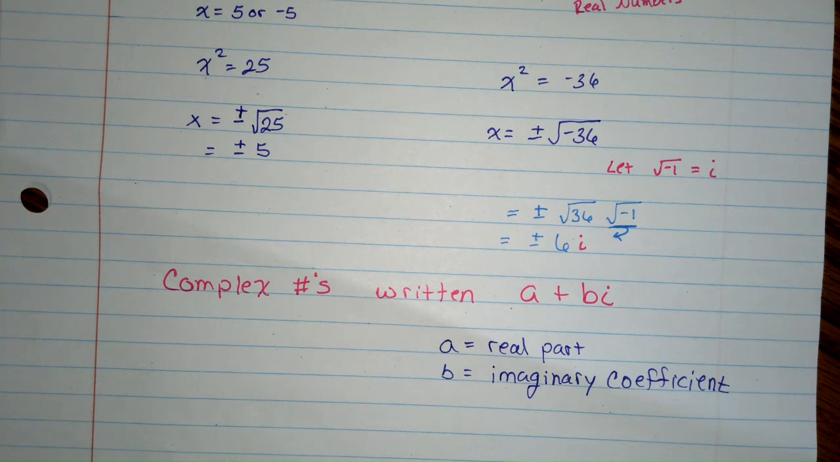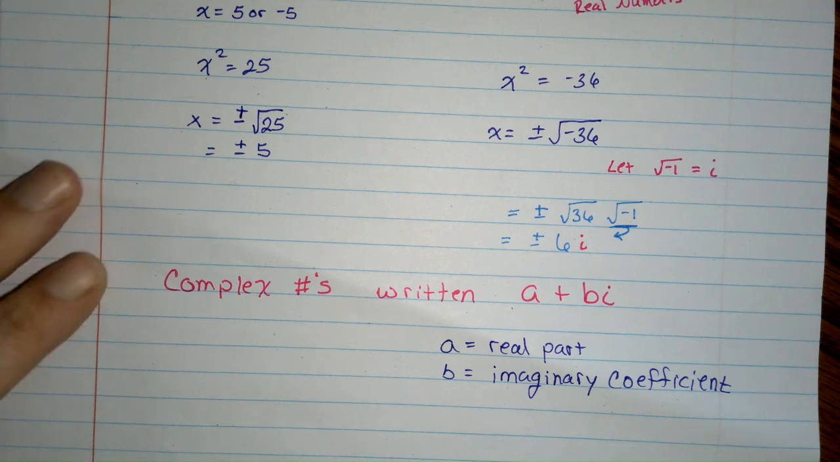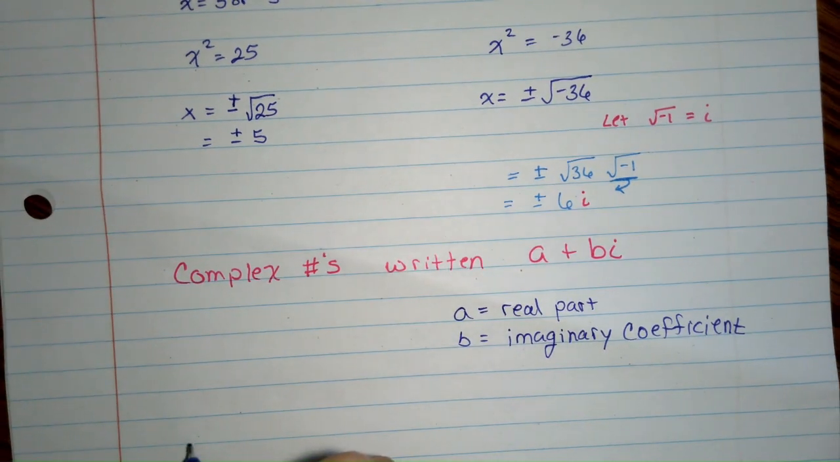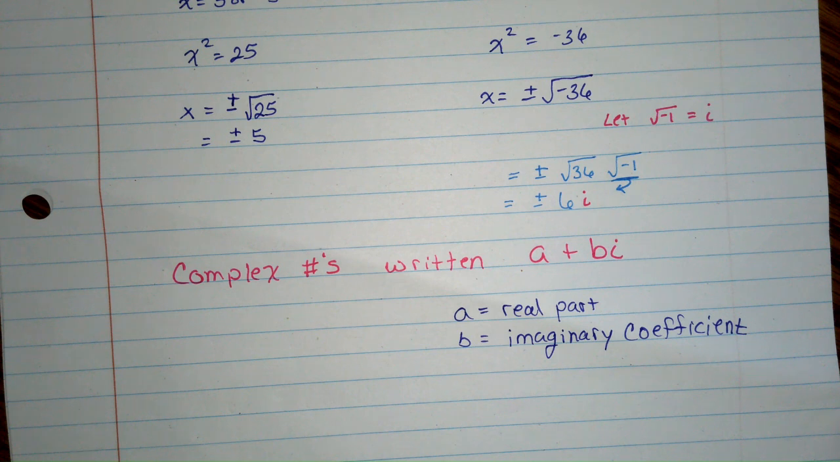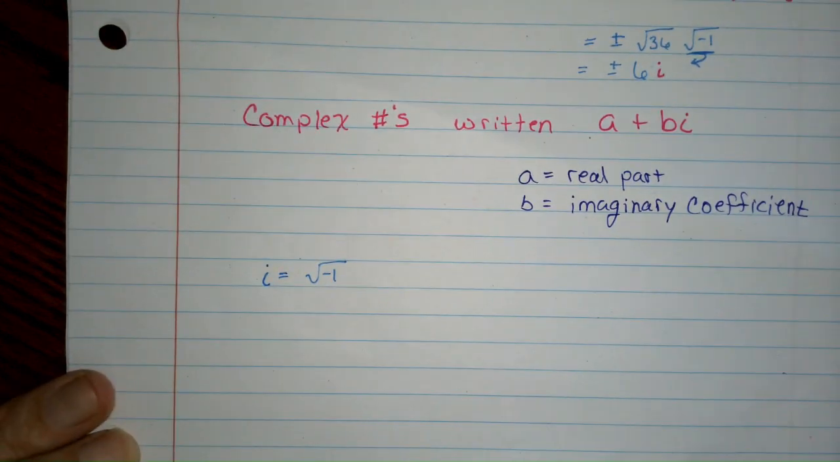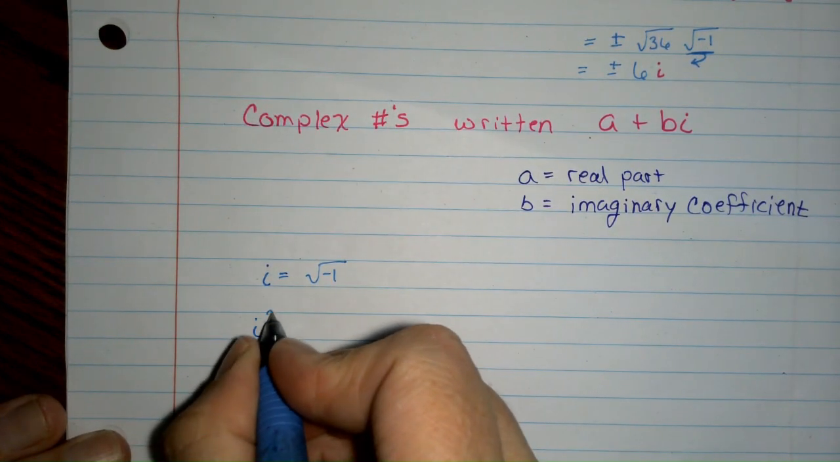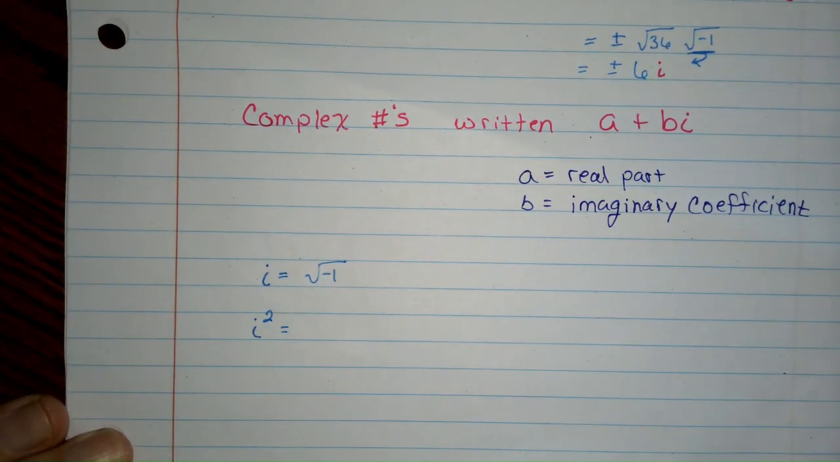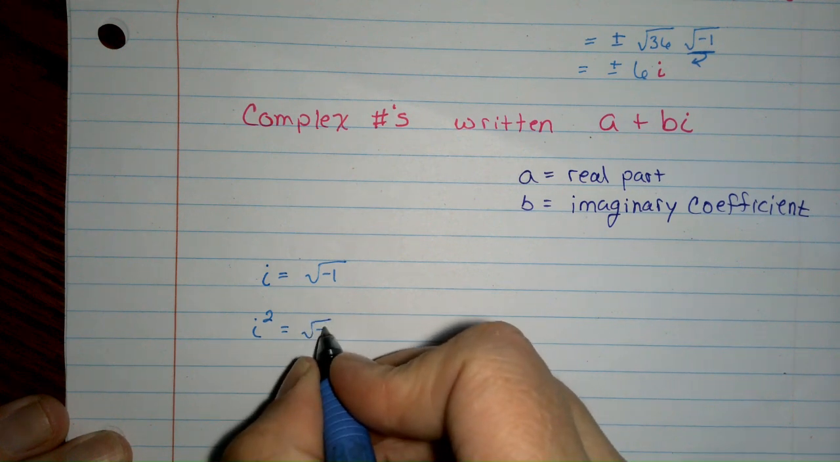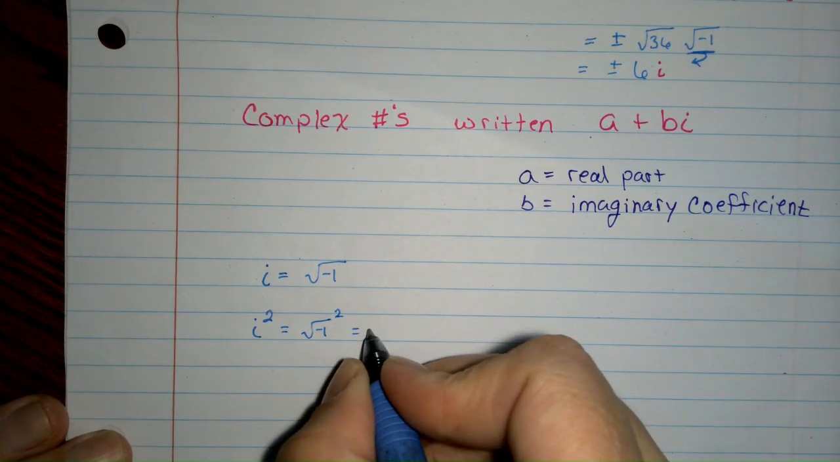So what happens if you get higher powers? Well, let's think about this. If i equals the square root of negative 1, which is what we said we were going to let it be, what would happen if I were to square the left side? I'd have to square the right side. So that would just be negative 1.